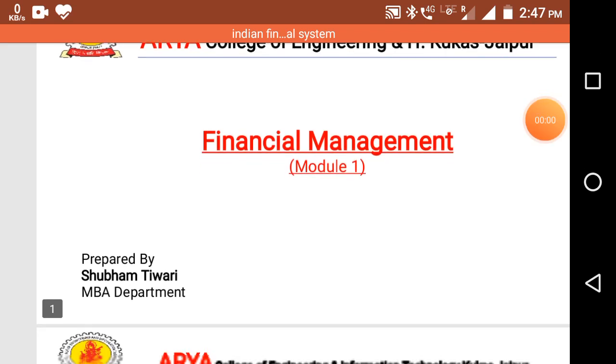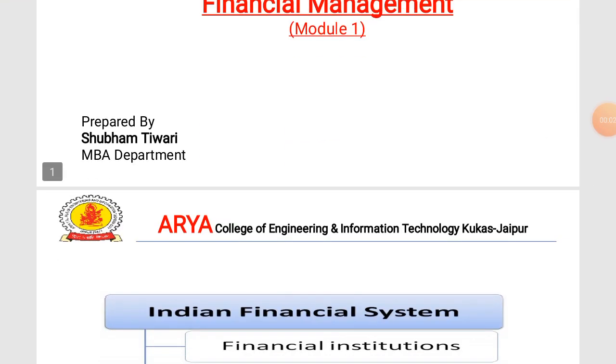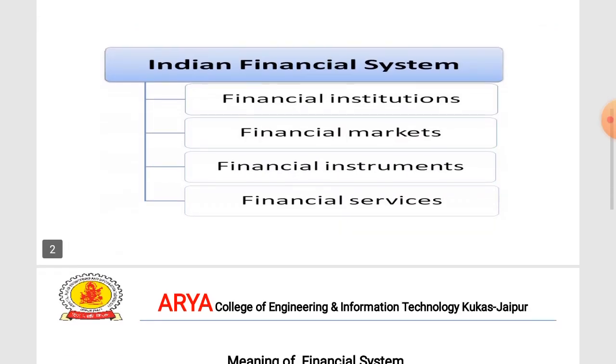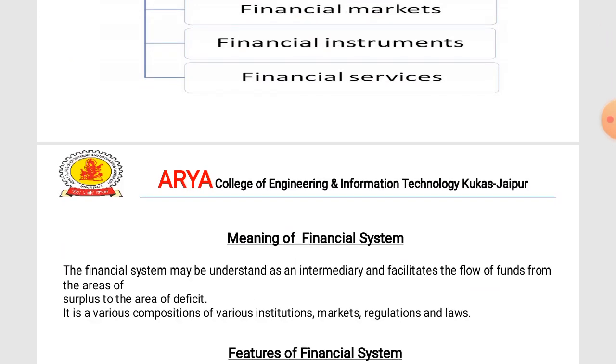So the topic is Indian financial system from module first. What is Indian financial system, or we can say what is financial system? So let us understand the meaning of financial system. The financial system may be understood as an intermediary and facilitates the flow of funds from the areas of surplus to the areas of deficit.